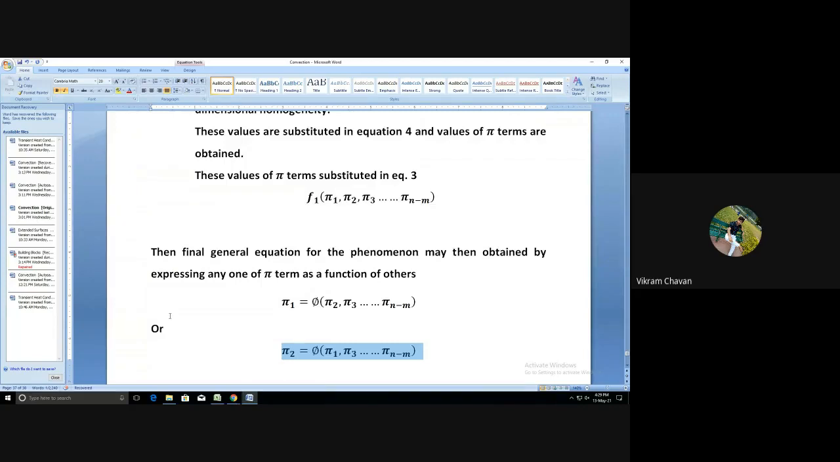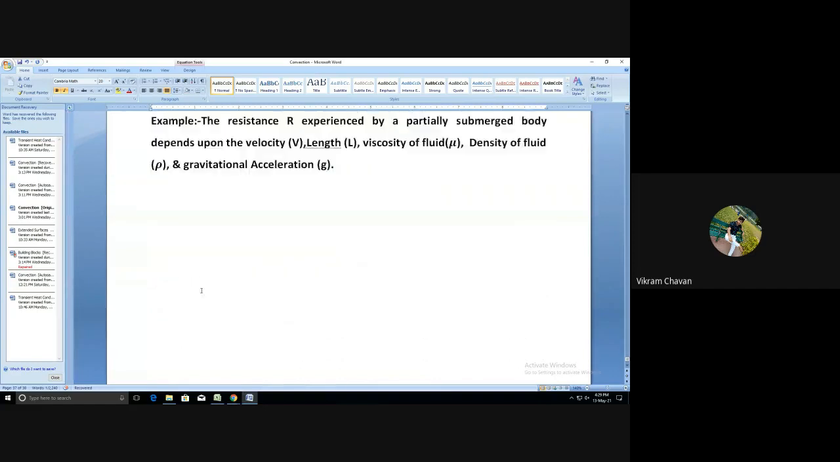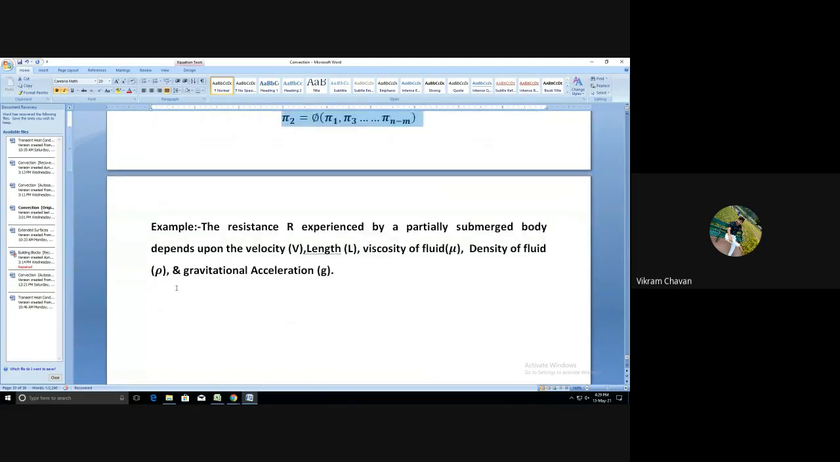We'll consider one example, then we are going to apply this Buckingham pi theorem for the analysis of forced convection and also for the analysis of free convection. So initially you have to understand this concept, then it will be easy to do the analysis. We are going to discuss this example in the next lecture.